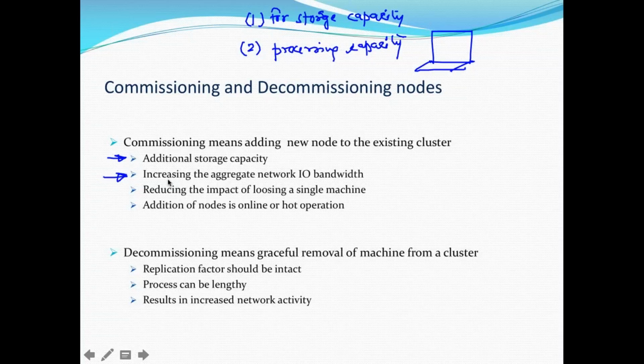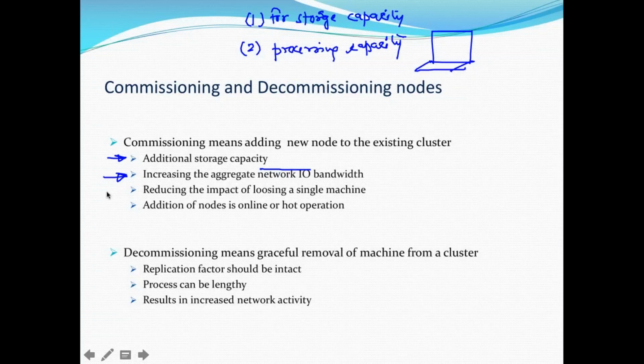It increases the aggregate network IO bandwidth, which basically means that now your data will be more distributed. If you add more nodes, then your data will be evenly spread. I mean, adding a new node is nothing but you get more storage capacity to add more blocks. Also, in a scenario wherein a few nodes have got all the blocks, you can run an HDFS balancer so that it is distributed across all the nodes.